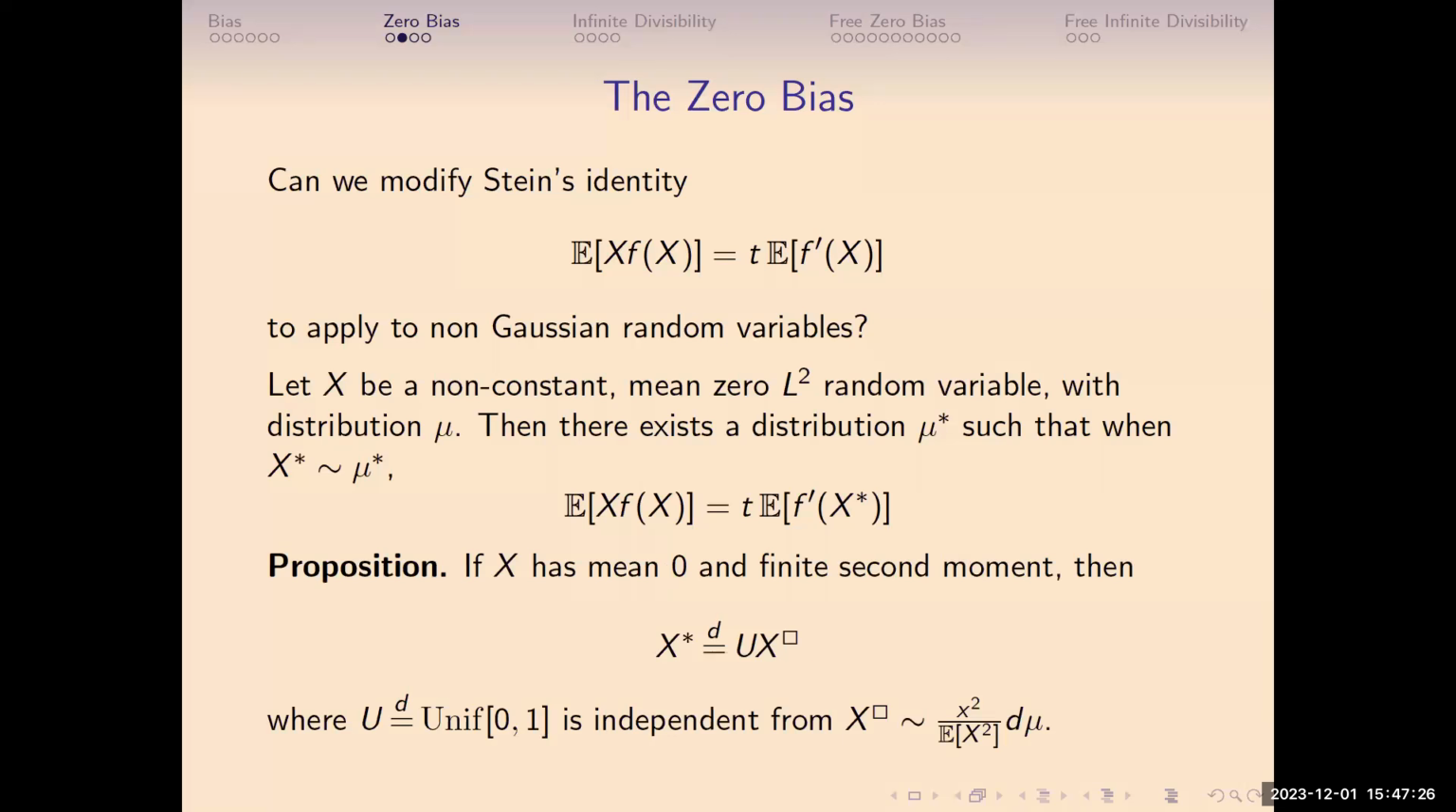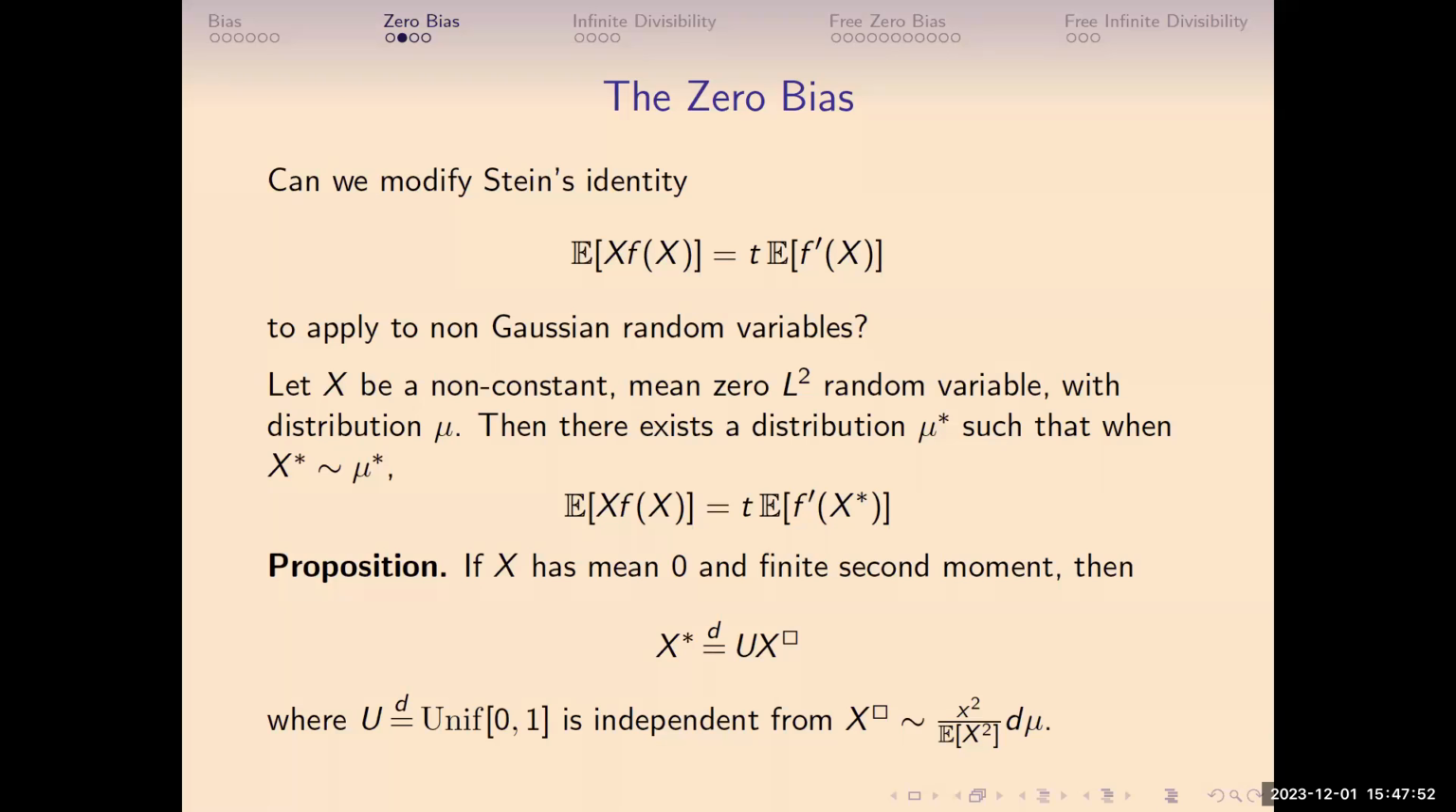So any mean zero finite second moment random variable has such an X star. So it always exists. And one way that you can get it is also this biasing. So this is like a square biasing now. So size bias is for non-negative random variables. Here it's mean zero, so it takes on positive and negative values.